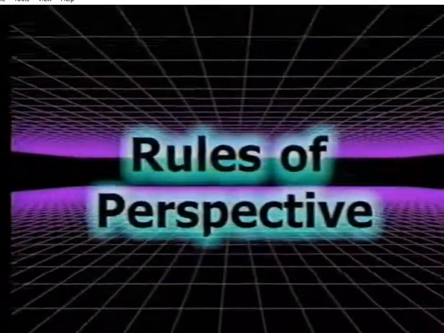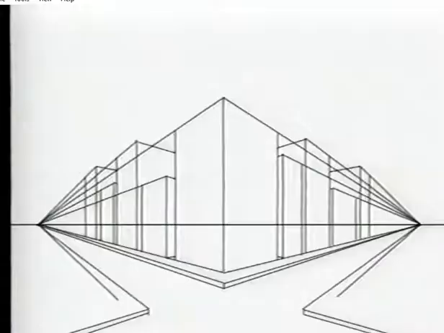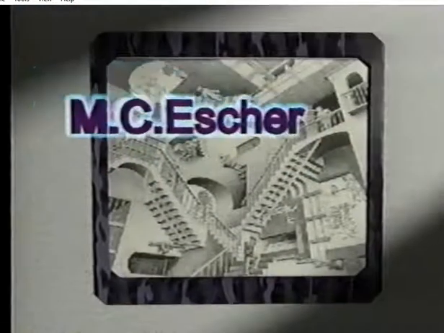Today's lesson is on perspective. In this show, we'll study the rules of perspective, learn about 1, 2, and 3-point perspective, draw a street scene, and learn the terms vanishing point and parallel. Also, we'll go to the museum and study the work of M.C. Escher.